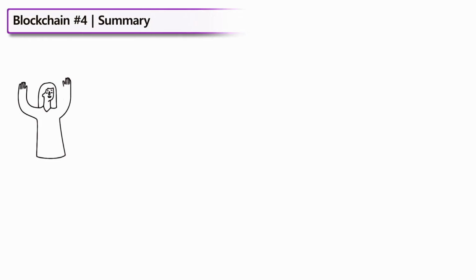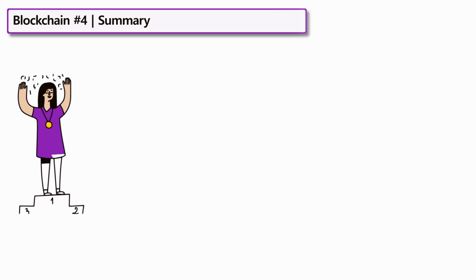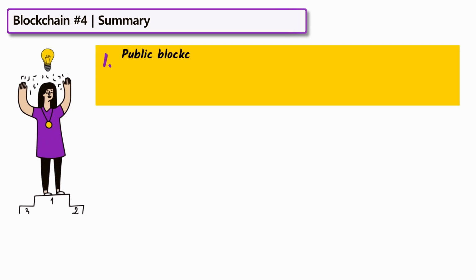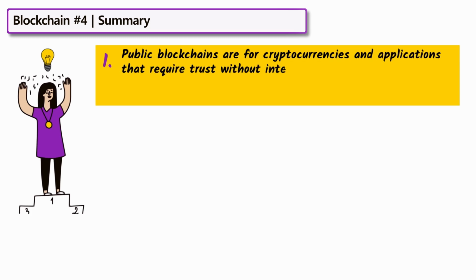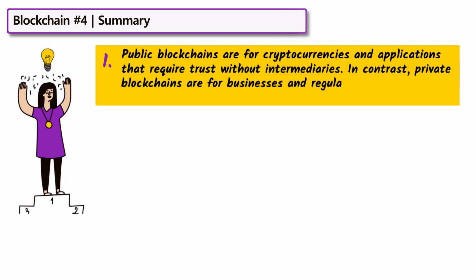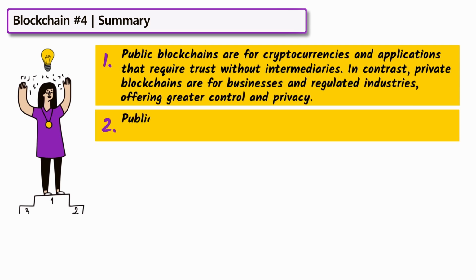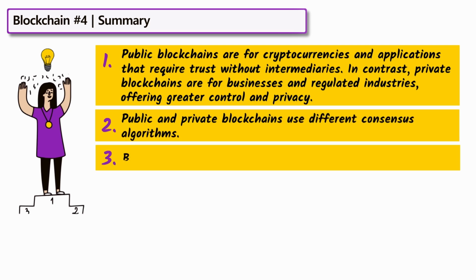We can see that the blockchain is evolving and expanding its use cases. Shall we go over the important bullet points? Public blockchains are for cryptocurrencies and applications that require trust without intermediaries. In contrast, private blockchains are for businesses and regulated industries, offering greater control and privacy. Public and private blockchains use different consensus algorithms.